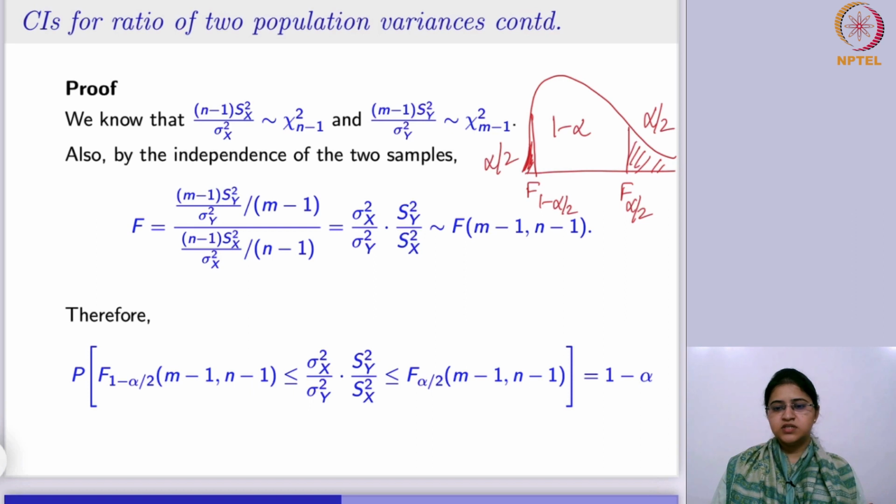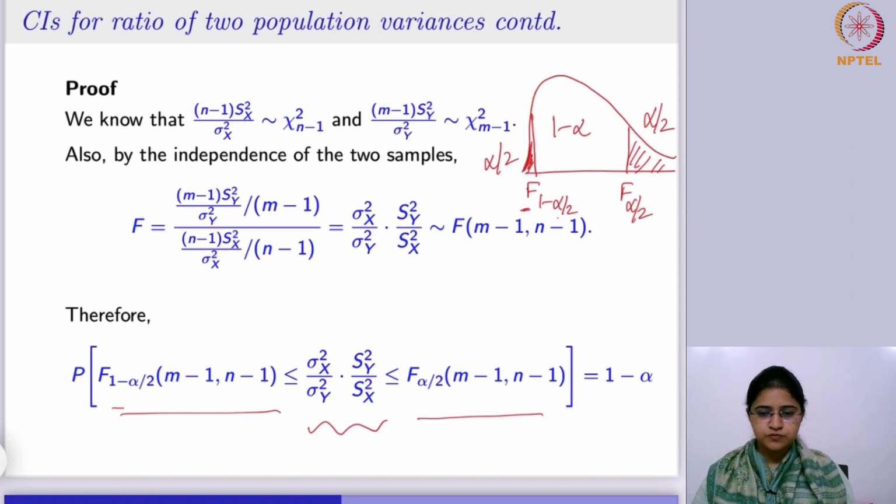So it is basically the f value such that the area to the right of it is alpha by 2, and in this case it is the f value such that the area to the right of it would be 1 minus alpha by 2, because alpha by 2 is to its left, so the remaining would be 1 minus alpha by 2. Now we know that this quantity follows F distribution, so it would fall between these two values, as we have done earlier also. Now you can simplify this.